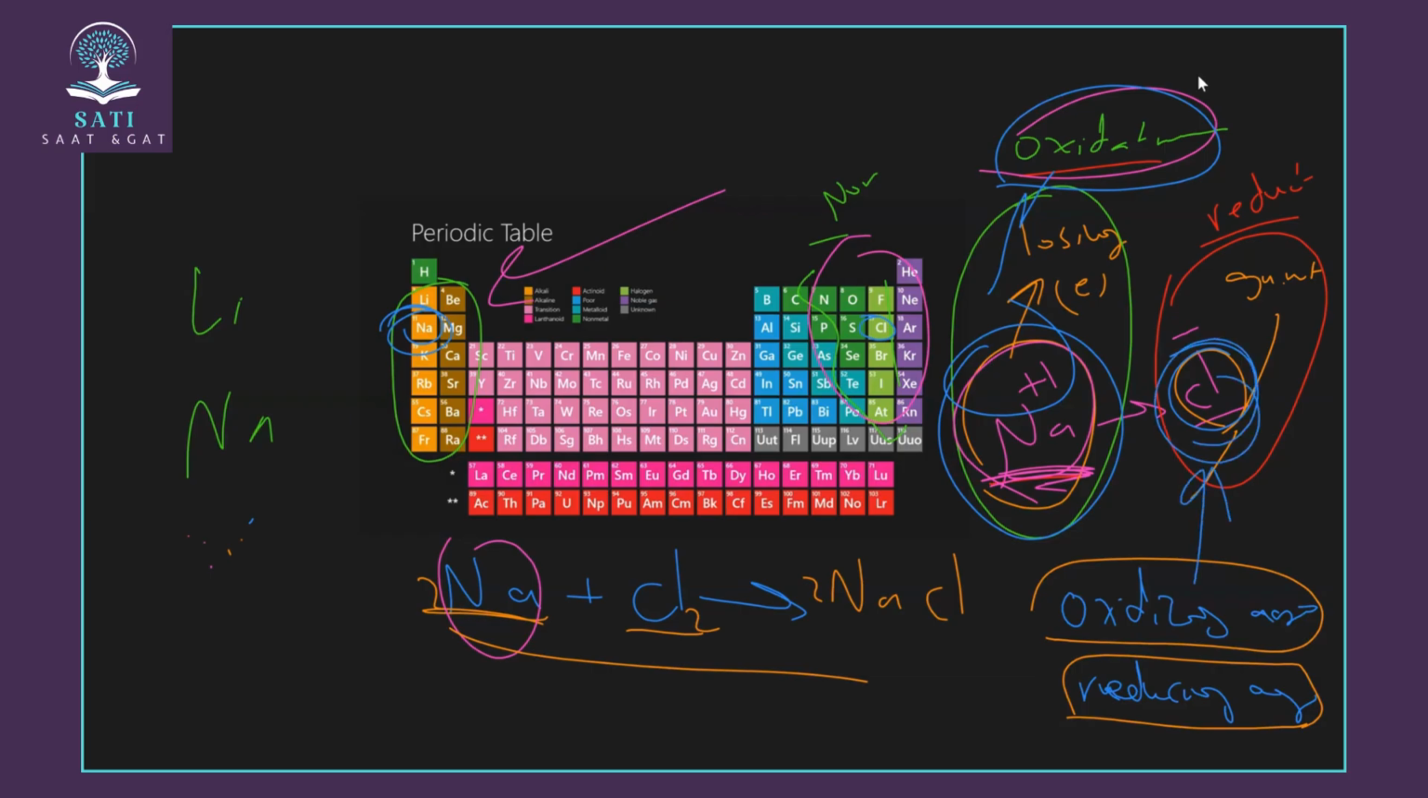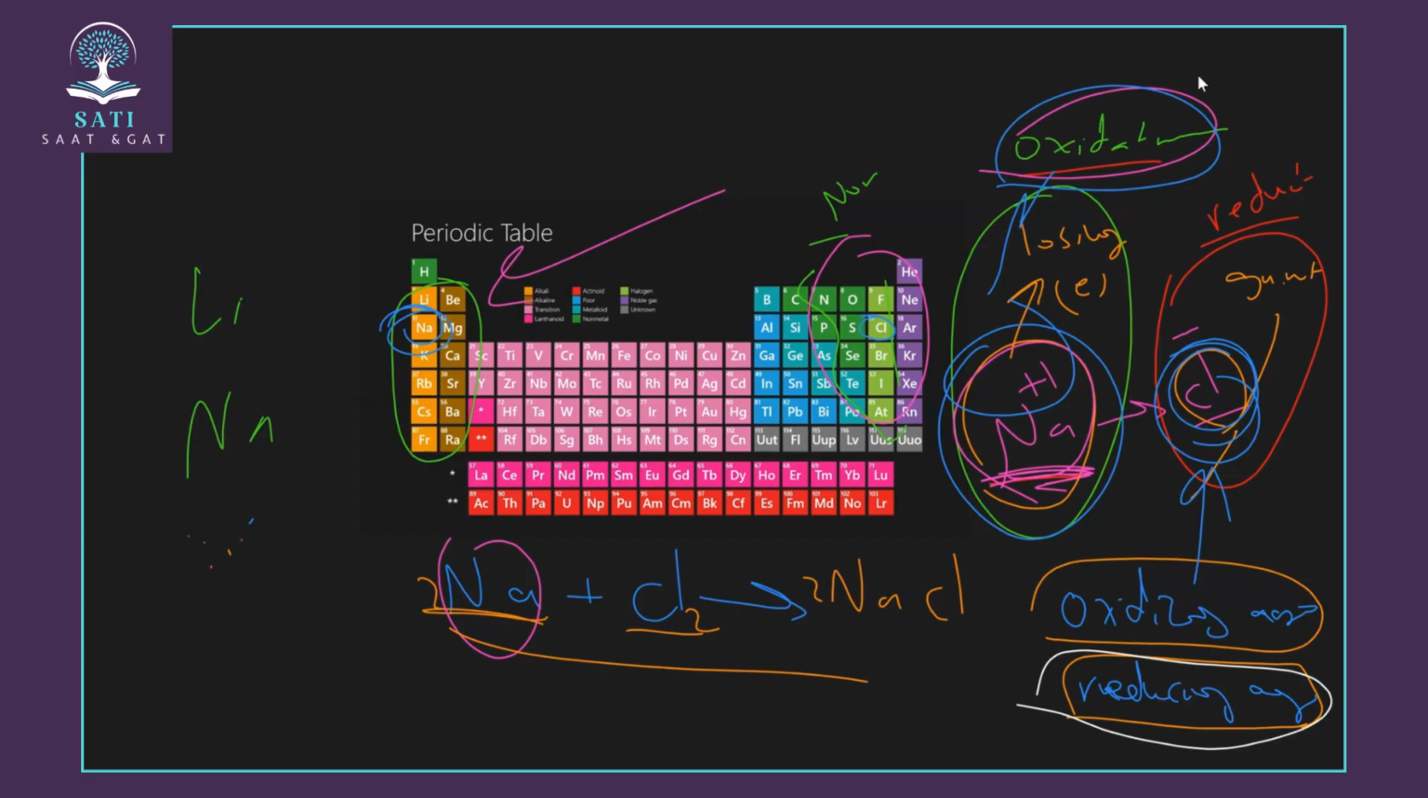So the oxidizing agent is chlorine here, because it is the element that is behind the oxidation process. Okay, what is the reducing agent? The reducing agent is the element that is responsible for the reduction process.